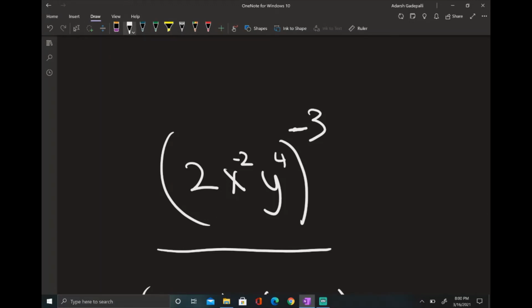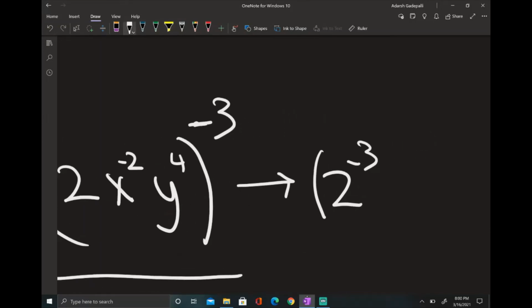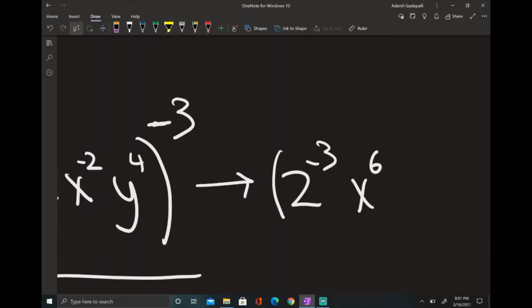So just like we went over, the exponent has a distributive property. So you'd have to do 2 to the negative 3. Even though you can calculate that, I suggest you keep it the way it is now, and you'll see why. Then x to the negative 2 to the negative 3. So negative 2 times negative 3 is 6, so it becomes positive. And then y to the 4th to the negative 3. 4 times negative 3 is negative 12. So we have that numerator set.